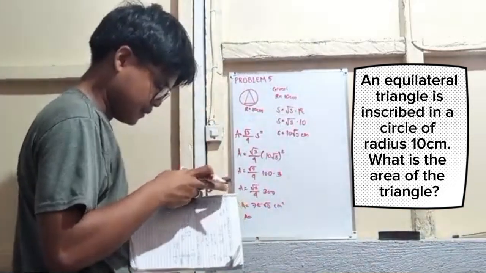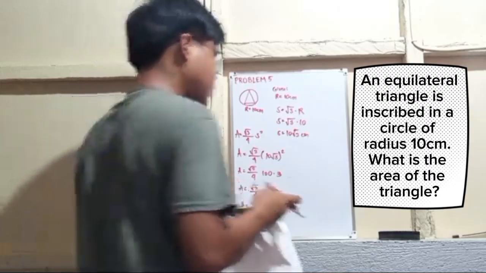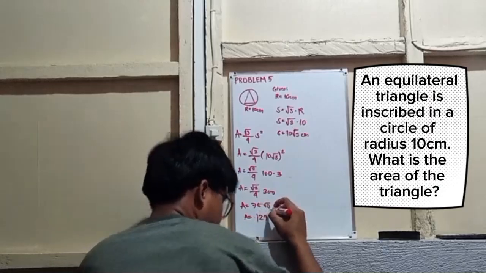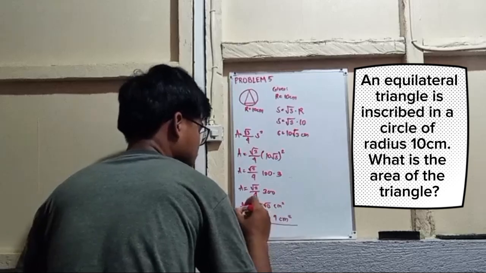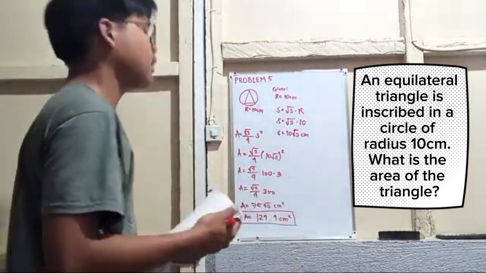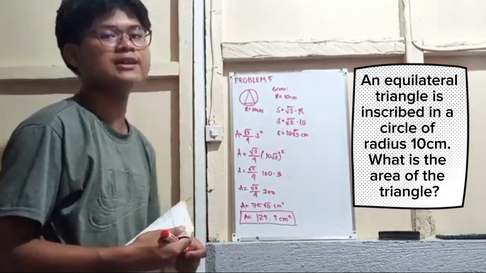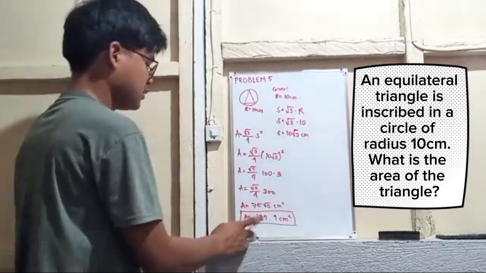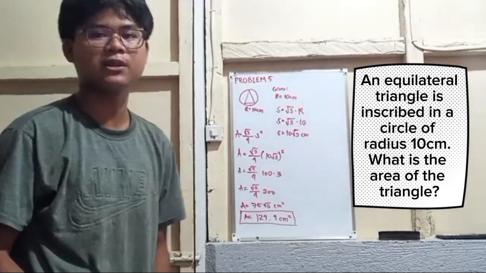Then simplify, we will get the value of 75 square root of 3, which is 129.9 centimeter squared. So we now have the final answer for the area of our equilateral triangle inscribed in the circle. So A, or the area, is equal to 129.9 centimeters squared.